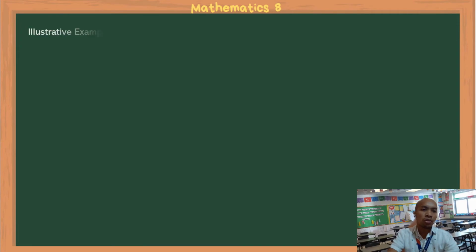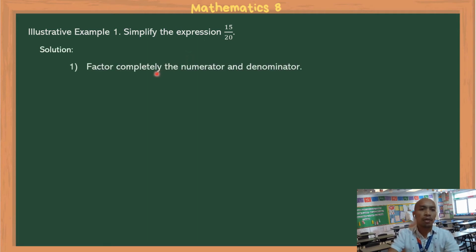So, to do such, let's have example number 1. Simplify the expression 15 over 20. So first, we're going to factor the numerator and the denominator completely. So our numerator is 15, denominator is 20. The prime factors of 15 is 3 times 5. The prime factors of 20 is 2 times 2 times 5.